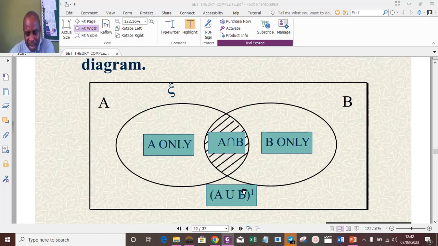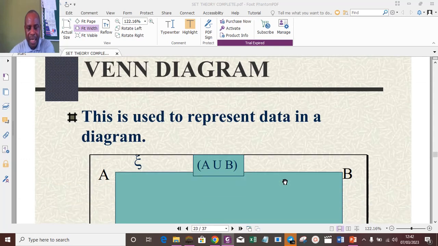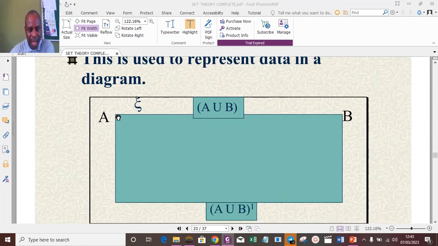Now this place here, elements outside these two circles, we call them (A union B)' or A union B prime. They are not part of A and B, so they must be outside the two circles. So let's now take the diagrams one after the other. From here, look at this place, this rectangle.